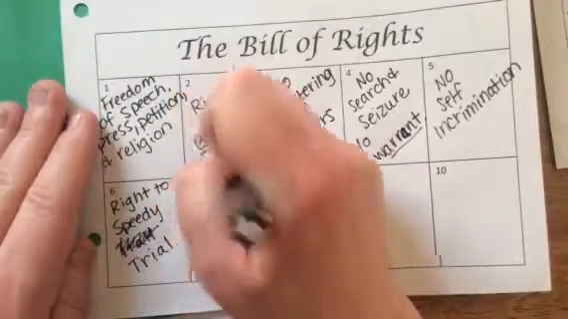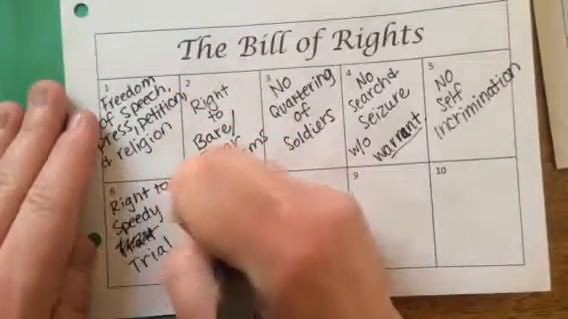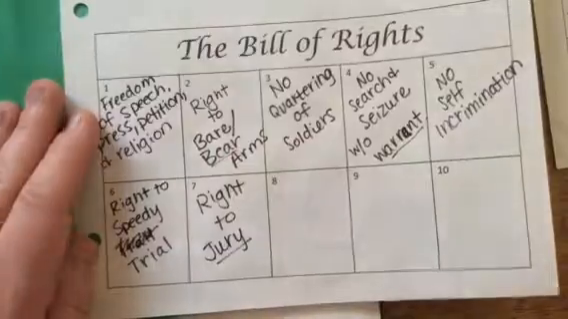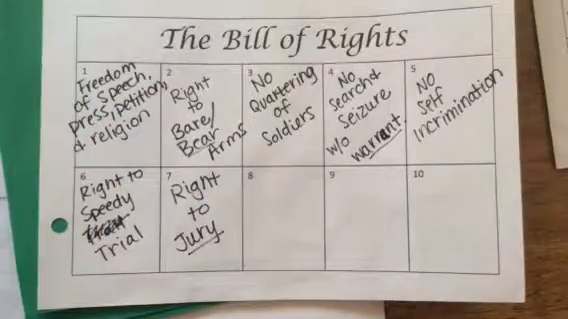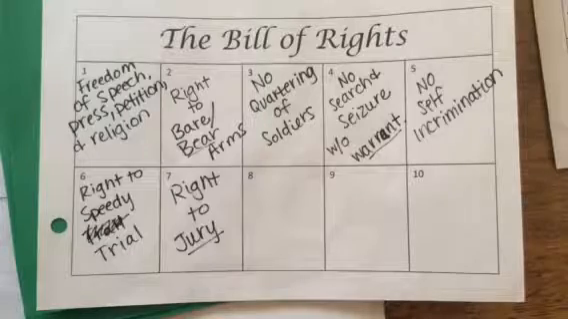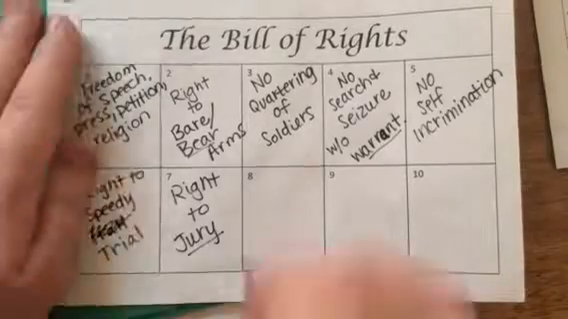Next, we have the right to a jury. This says that it's a jury of peers, which means that people around you from your community can hear your case and decide whether you're guilty or not. It's just like another level of fairness, an added level of fairness.